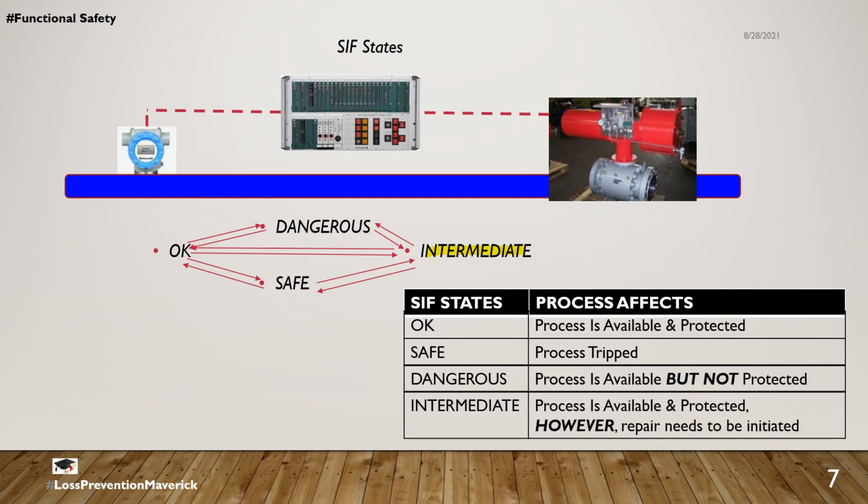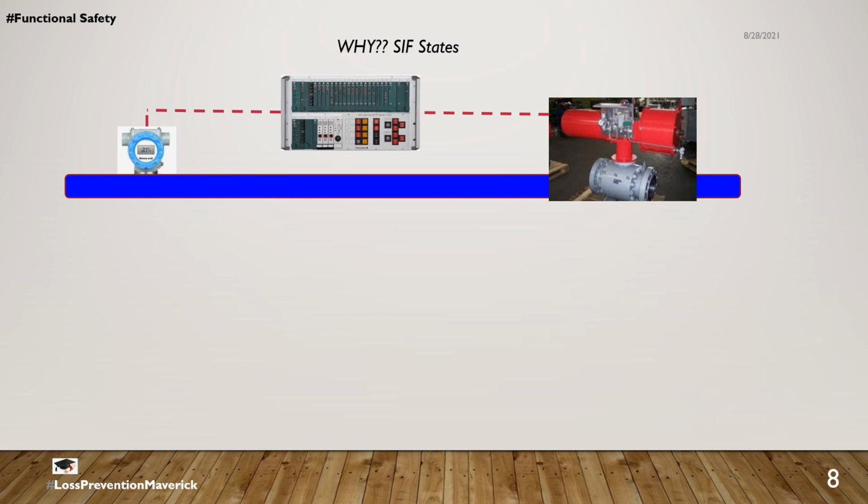And then intermediate state, the process is available and protected, but repair needs to be initiated. So these are the four states, and how each of these states translates itself in definition to process. We saw that the SIF oscillates between the four states, and let's ask ourselves, why does this happen?